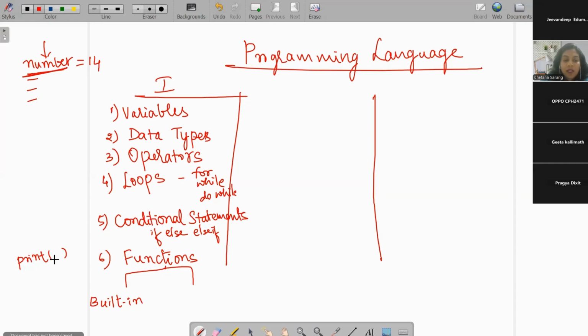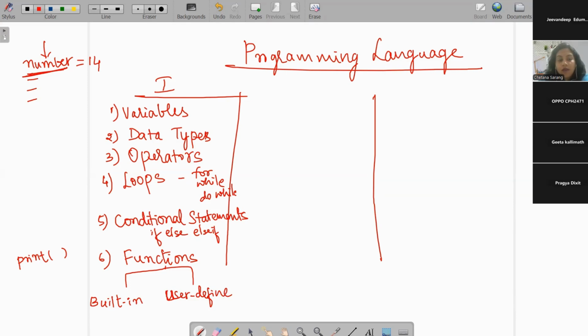You are not building a print function. You are not developing it, because this print function itself is 100 lines of code which you have not written. The developers have written it, you're just calling it. Such functions are called built-in functions. Some functions which are not available in the community of that programming language are called user-defined functions, meaning we will define and write them based on our need, based on our application.